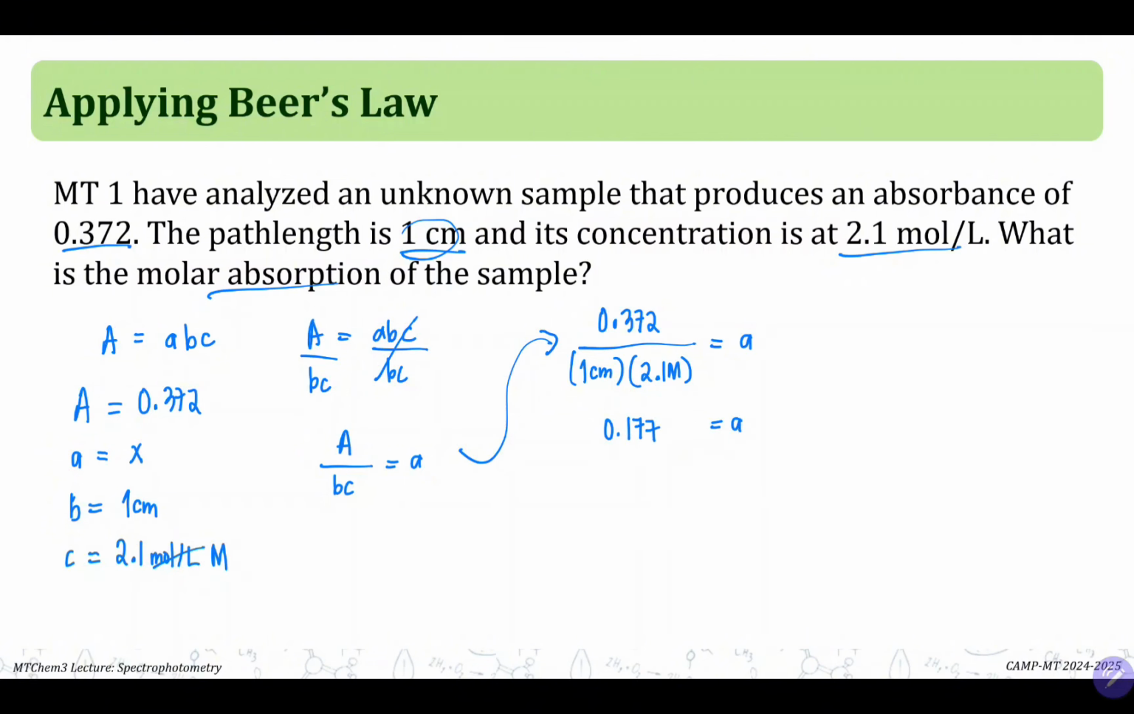0.177 equals a. Now, ma'am, paano po yung units kasi nasa baba siya? No? Since nasa baba siya, magiging coefficient niyan siya. In that case, your final answer now would be 0.177 cm^-1 M^-1 equals a. So this is now your molar absorptivity in the sample problem.